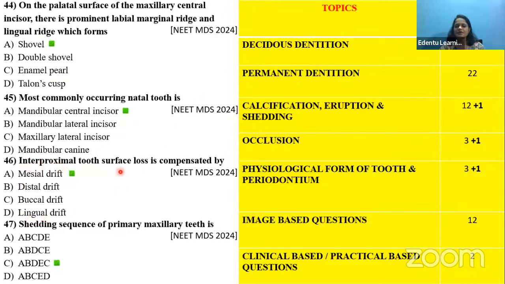Now, interproximal tooth surface loss is compensated by mesial drift. We can put it under the occlusion topic here. And the shedding sequence of the primary maxillary teeth. Okay, shedding sequence. Again, I told you the shedding sequence and eruption sequence are both important. We can put it under the shedding topic here.